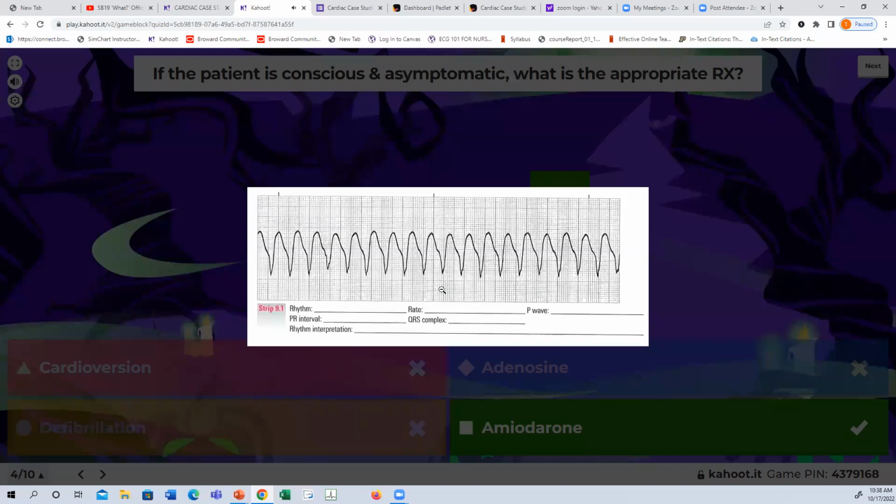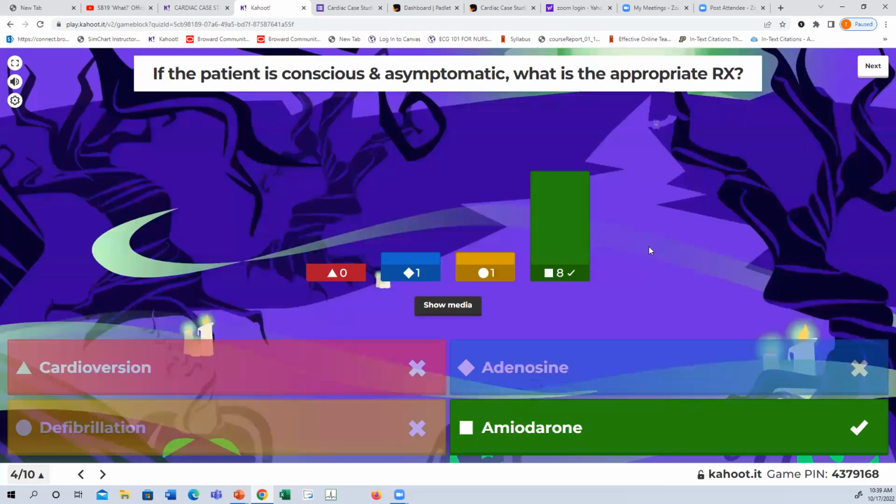Okay, so we have here a wide QRS complex. It's a tachycardia or a fast rhythm. So we have ventricular tachycardia. And the question was, if the patient is conscious and asymptomatic, what would be the appropriate RX? We certainly are not going to deliver electrical currents to them, so we can eliminate cardioversion and defibrillation. And between adenosine and amiodarone, amiodarone is going to be effective as an antiarrhythmic agent. Adenosine would be much more effective for narrow complex tachycardia, such as SVT.